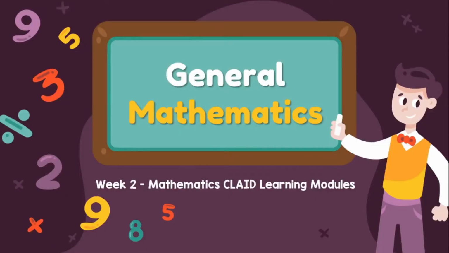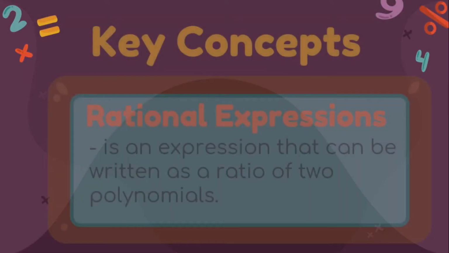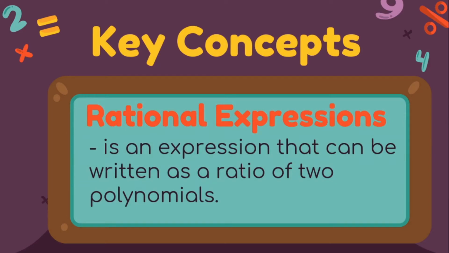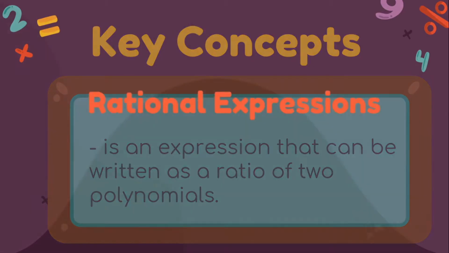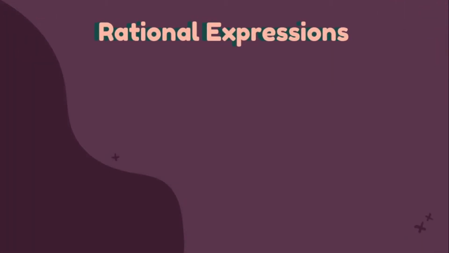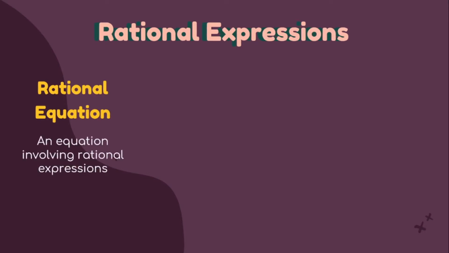General Mathematics, Week 2 of the Mathematics Learning Module. Before we start, let us first know what is a rational expression. A rational expression is an expression that can be written as a ratio of two polynomials. A rational equation is an equation involving rational expressions. Look at the example: 1 over x plus 2 over 3x equals 1 over 5.